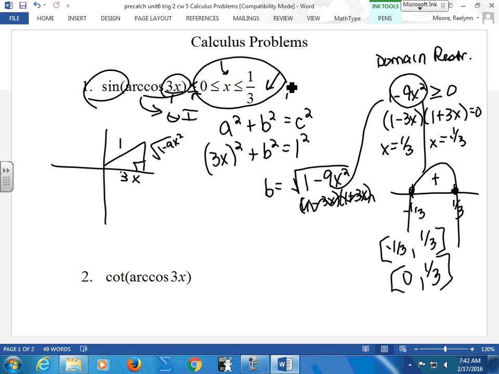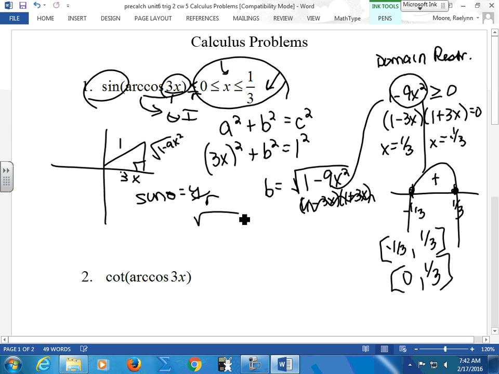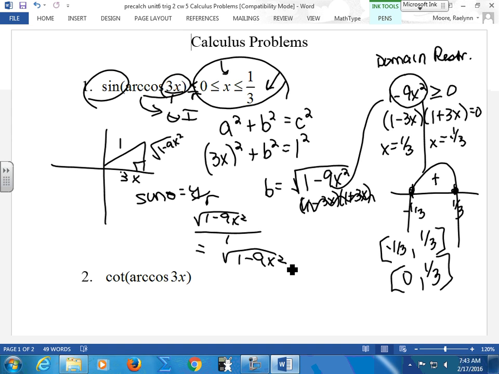Now, once we do all this, we find the sine. Sine of this angle is y over r. So y is this piece right here, and my r is 1. So my sine is this. Do we have any further domain restrictions? Nope. So we're good to go there.